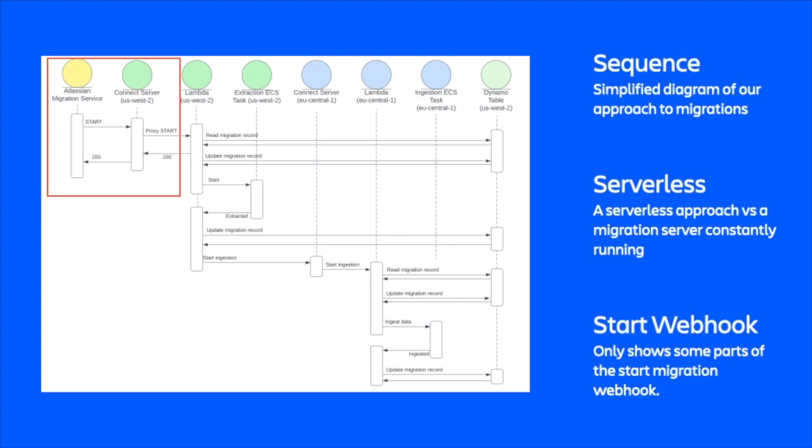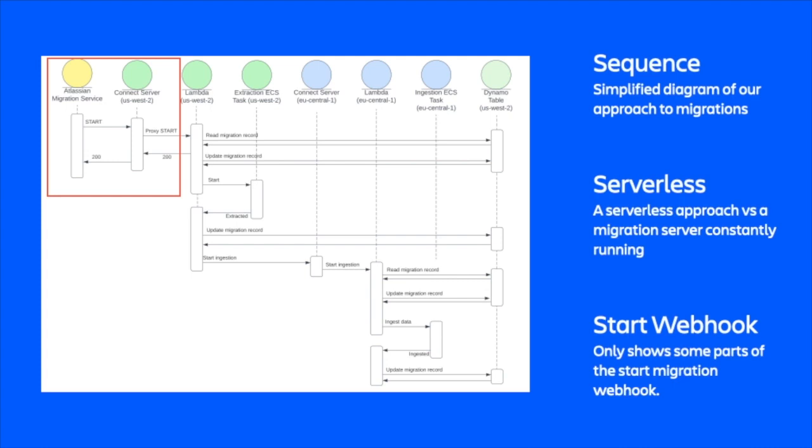So our implementation of realm migrations uses Lambda, API gateways, and AWS Batch to provide a serverless approach to migrations. I don't have time to go into why we chose Lambda, why we chose gateways and the other AWS services, but if you're interested, come and talk to me later. So this is a sequence diagram that only shows part of the start webhook process that we've been implementing at Easy Agile. Our approach has been to try and create a migration infrastructure that leverages our current app containers and reduces our infrastructure costs by removing the need for a constantly running migration service.